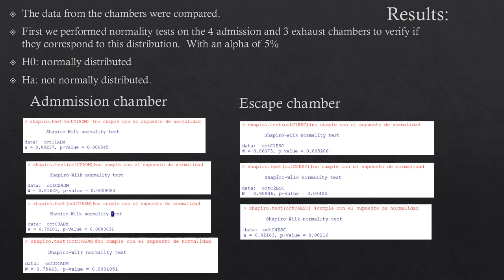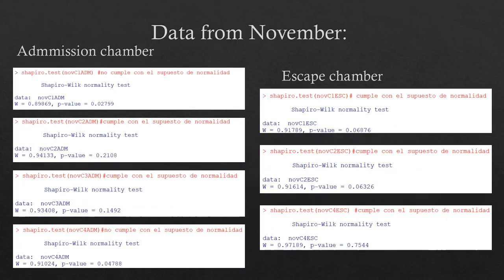Okay, so first we perform the normality test to verify that the data belong to the normal distribution. The Shapiro-Wilk test has a null hypothesis that the data meet the normality assumption, and the alternative hypothesis is that it does not meet the assumption. As we saw in the test, most of the samples from October chambers do not fulfill the normality assumption. And in the data from November, we see that most of the chambers measured do fulfill the normality assumption.